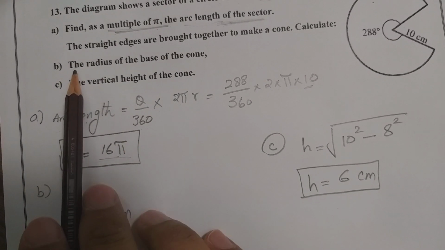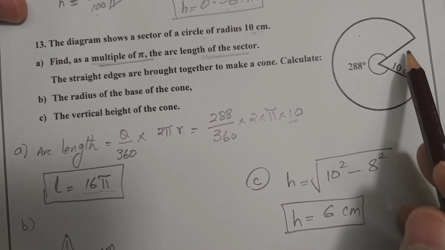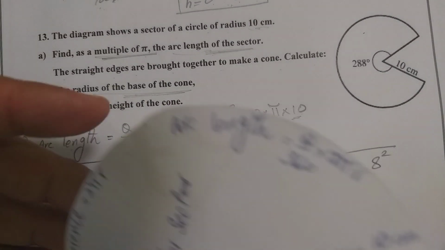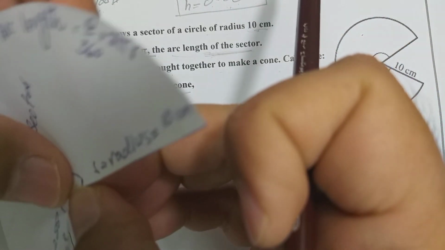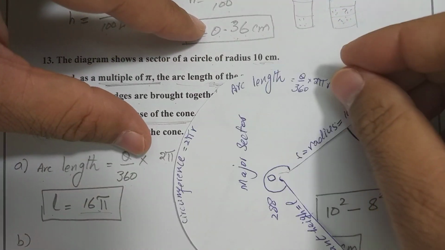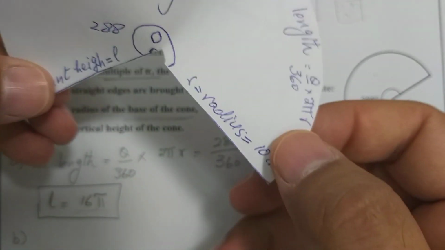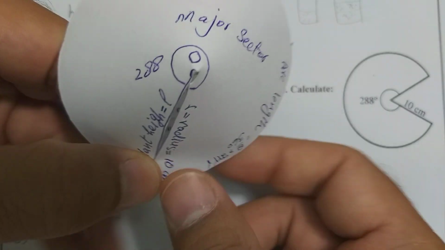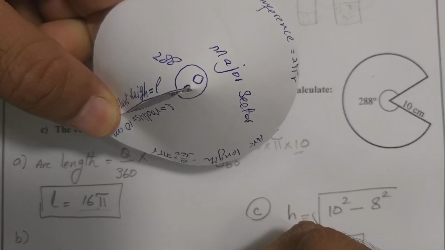Now, in the second part, he said the straight edges are brought together to make a cone. Calculate the radius of the base of the cone. So we need to find the radius. If we look here, this is the sector. If I remove this small sector, it becomes the same shape here, and I need to make a cone. If I join the two radii of the circle like this, it becomes a cone.